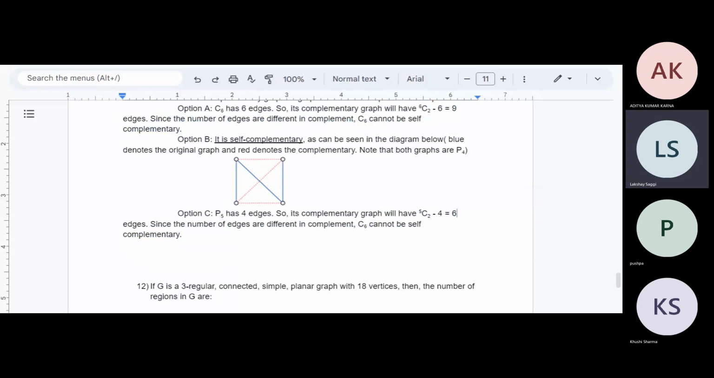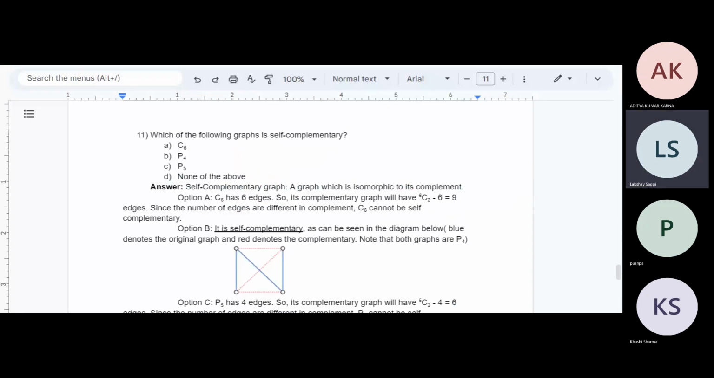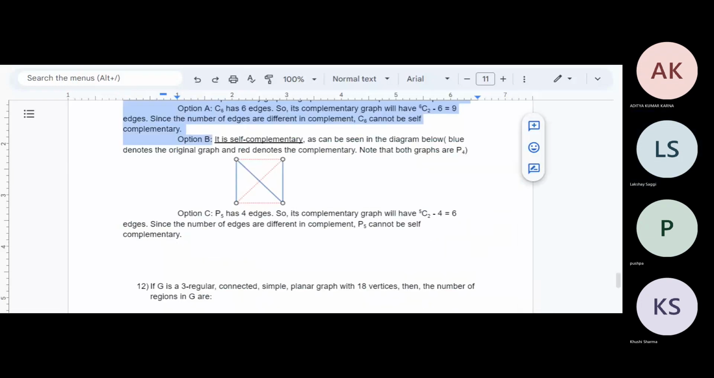I hope my calculation is clear. So P5 had 4 edges, and its complementary will have 5C2 minus 4, which evaluates to 6. So the number of edges in the original graph was 4 and in the complement was 6. So it cannot be self-complementary. So option C is not self-complementary. Option D was none of the above. It won't be correct since we had option B as self-complementary, right?